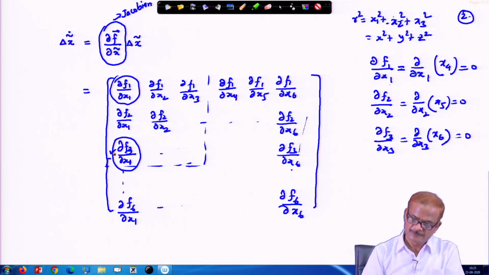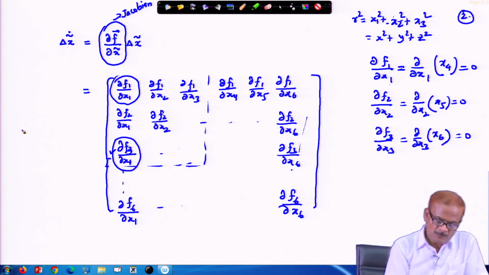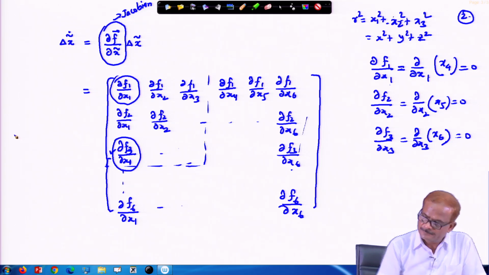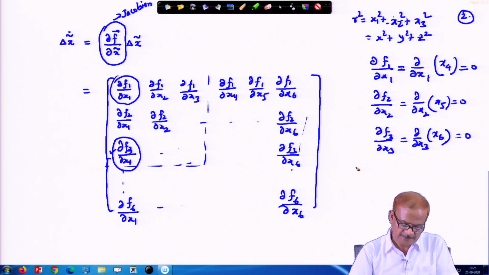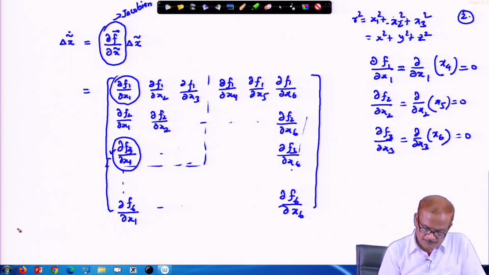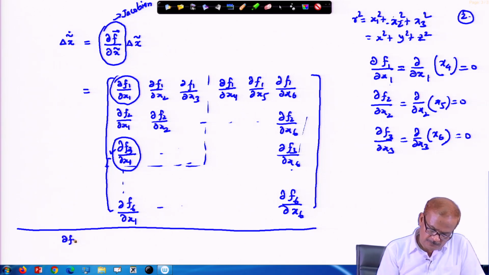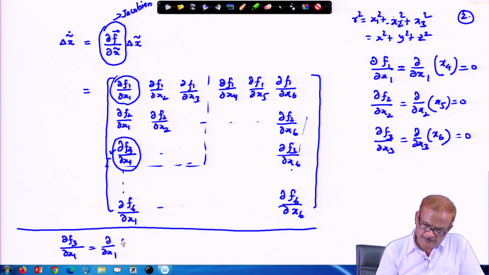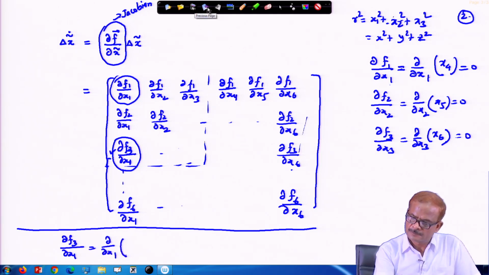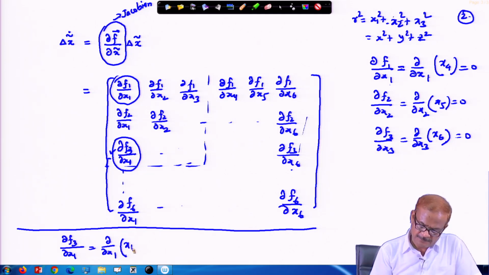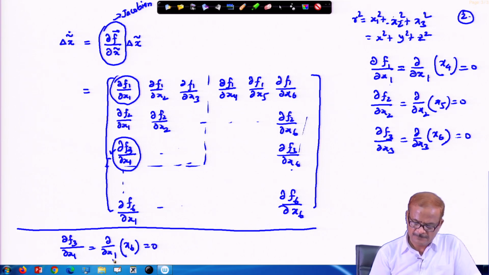Let us evaluate this quantity. So, therefore, on the right hand side you can write dou f 3 by dou x 1, and f 3 is x 6. So, this is not a function of x 1 and therefore, this is 0.